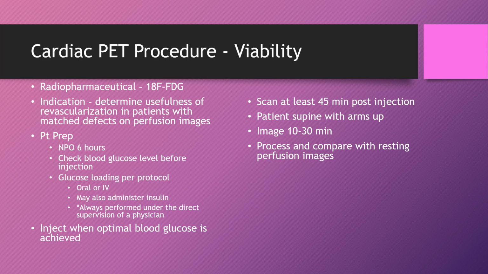Inject when the optimal blood glucose is achieved, and then scan the patient at least 45 minutes after injection. Patient will be supine with their arms up, and they will be imaged for about a 20 to 30-minute acquisition. The actual acquisition time will vary a little bit per protocol and per scanner sensitivity, efficiency, all of that. And then the images will be processed and compared to a resting perfusion study.